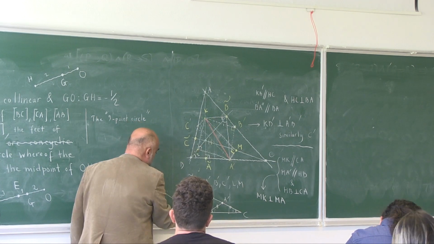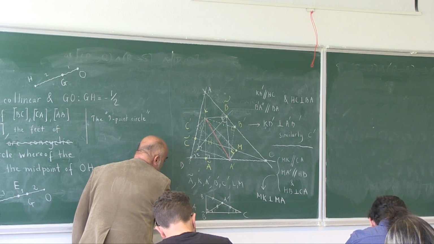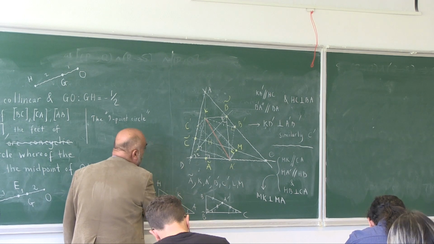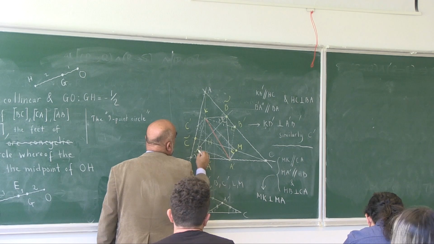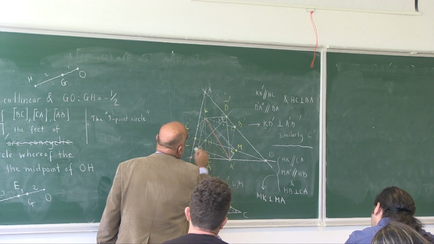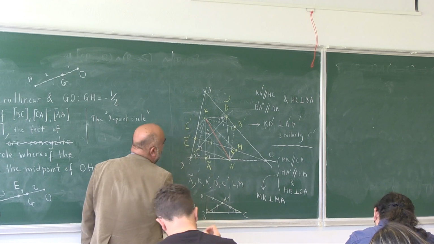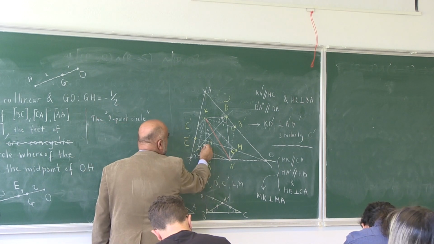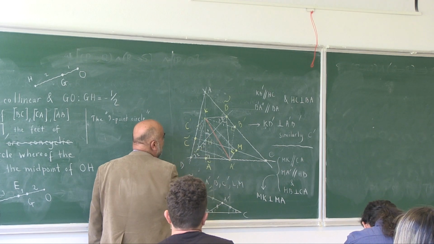Midpoint is K. So if I join B tilde and K, I know that these angles, let me call them 3 and 4, these are equal. What are 3 and 4? Well, that's 3. And this is 4. We are finished in fact. So these are the same.